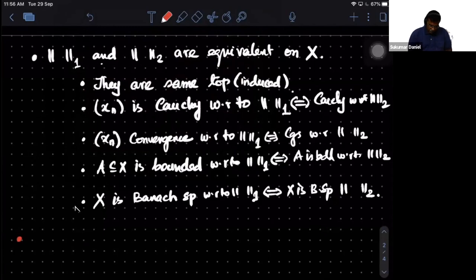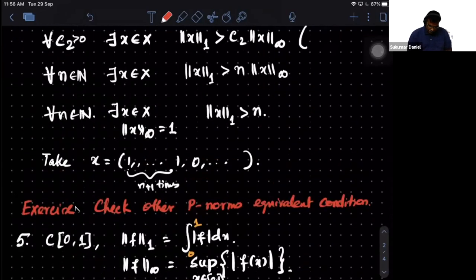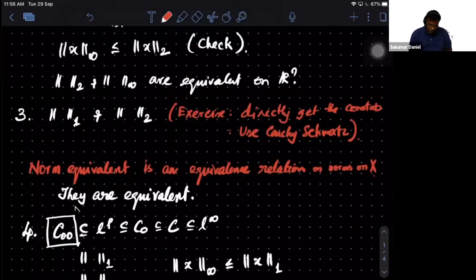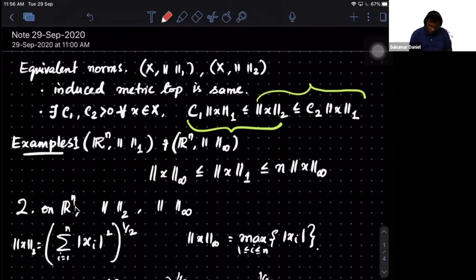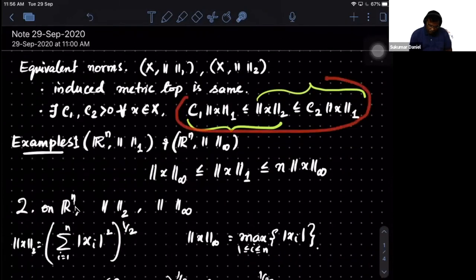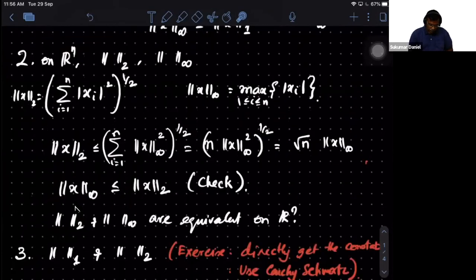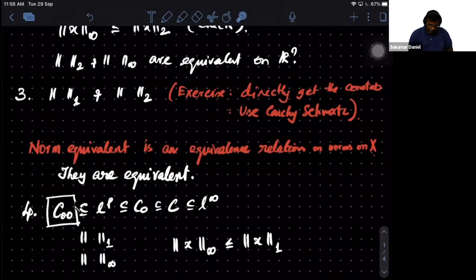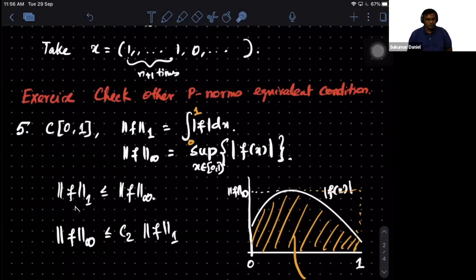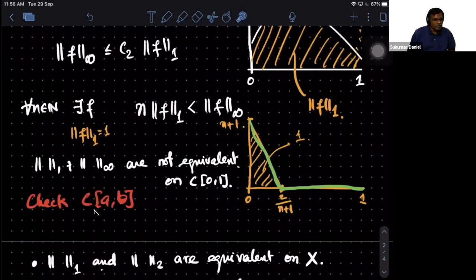Suppose I have this, the definition of equivalent norms. Suppose I don't have both, I have only one bracket, one of these inequalities. Then what do you think will happen to all these properties? Is the question clear?